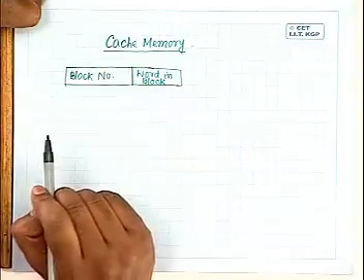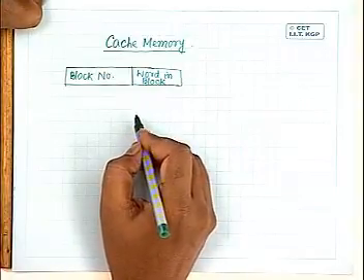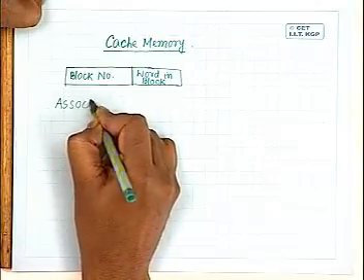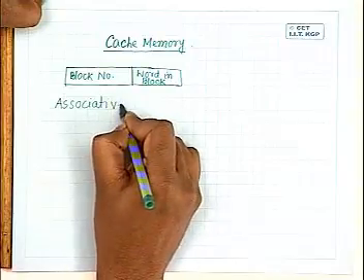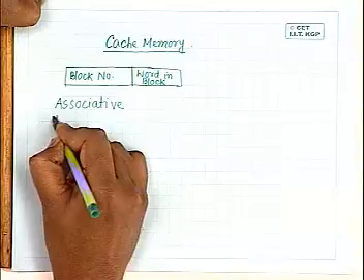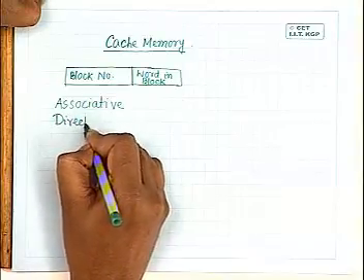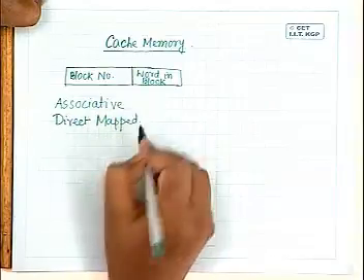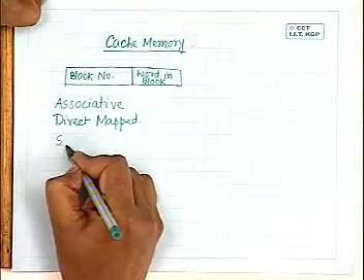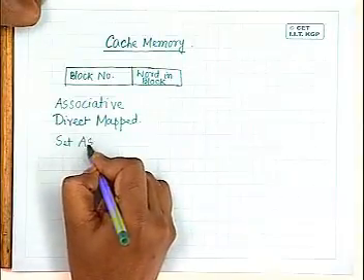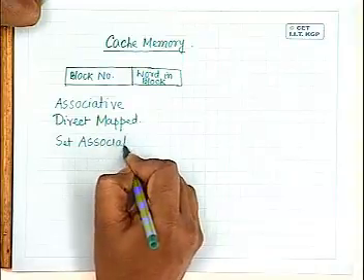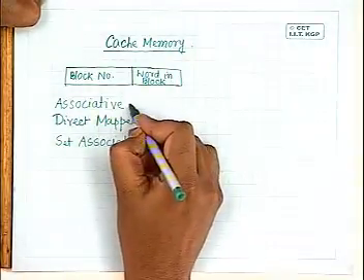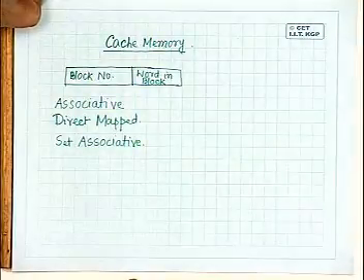Okay. And when we talk about cache memory, we usually have 3 kinds of cache memory. One is called associative cache memory. The second kind is called direct mapped cache memory. And the third kind is called set associative cache memory. So we'll first discuss this associative cache memory.